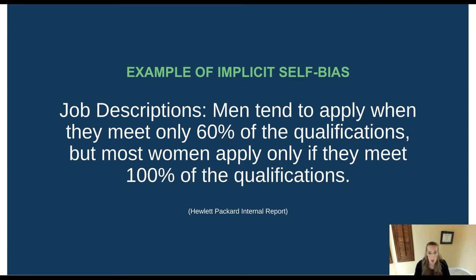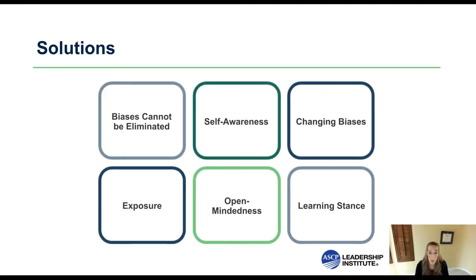An example of such a self-bias is with job applications, where men tend to apply when they meet only about 60% of the qualifications, but most women apply only if they meet 100% of the qualifications. So this clearly shows the impact that self-bias can have on our career and then, of course, also on our personal life as well.